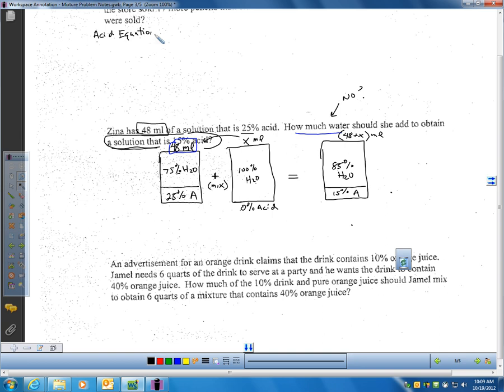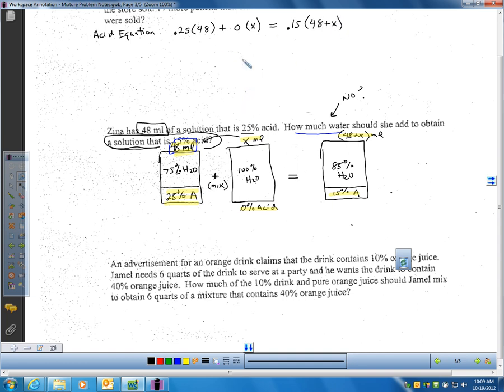And here's what I mean by acid equation. You are going to take the acid percentages and the totals and write an equation. Very simple to do. You're going to take 0.25 of 48 because 25% of this is acid, plus I have 0% of this being acid, so 0x, equals 0.15, 15% acid of the 48 plus x at the end.